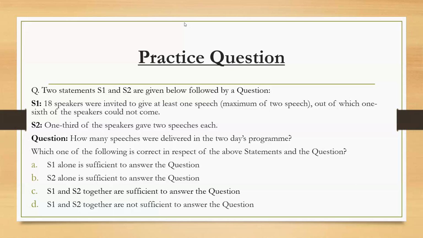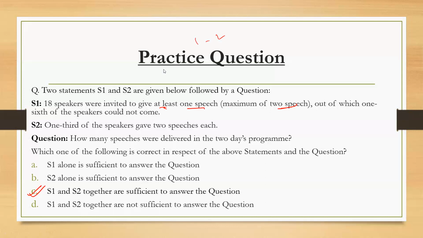Okay, so everyone got the answer here, so I'm not explaining the same. Yes, C is the correct answer. Here again, the point is that when a person can speak, he can give at least one speech or two speeches. That means there is a range given, so we cannot clearly say how many speeches were delivered. When you combine both statements, you will be able to tell exactly how many speeches were given. So the answer is C.